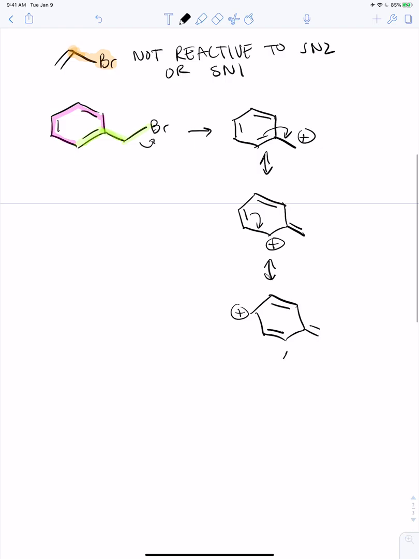And draw several other resonance structures for it. This, I think, is the last one, at least the last major one.